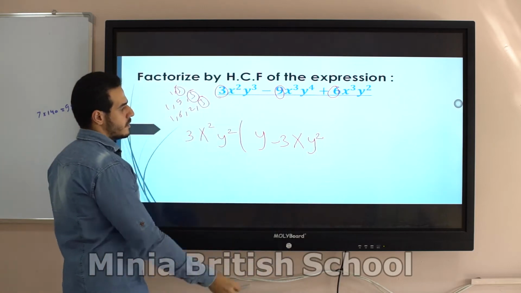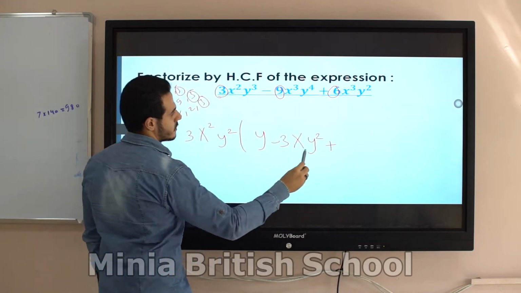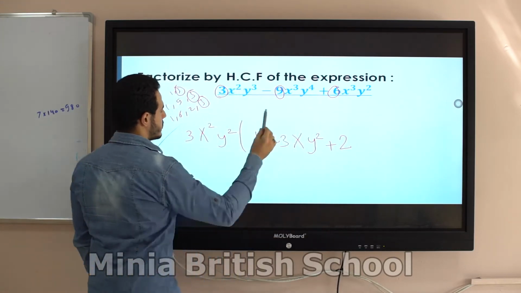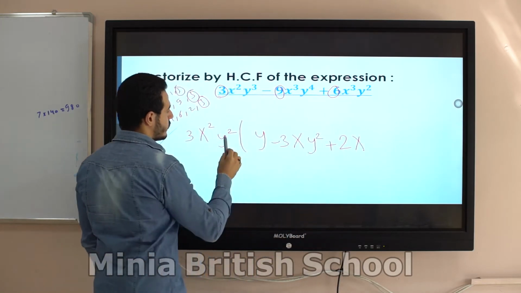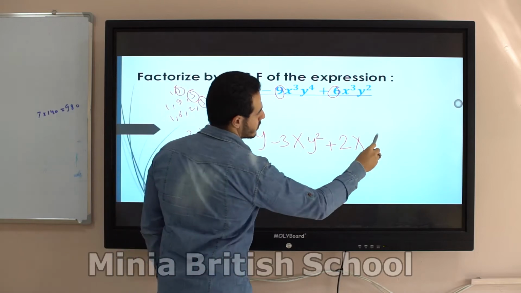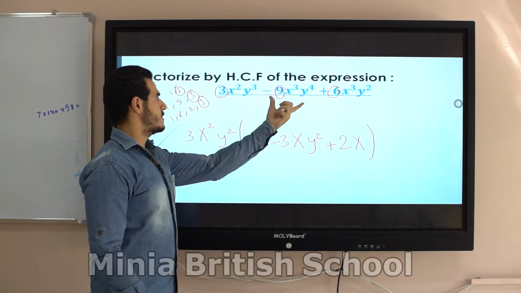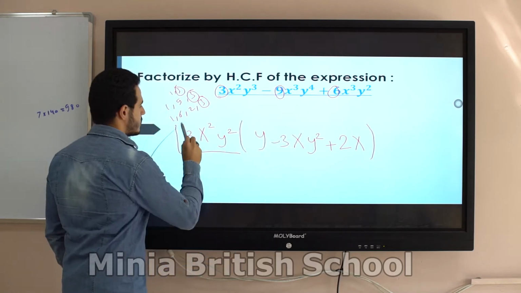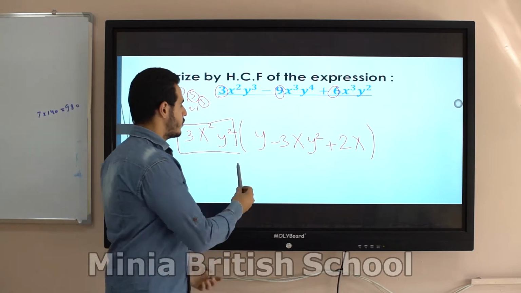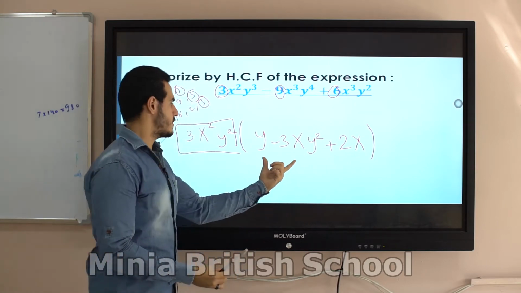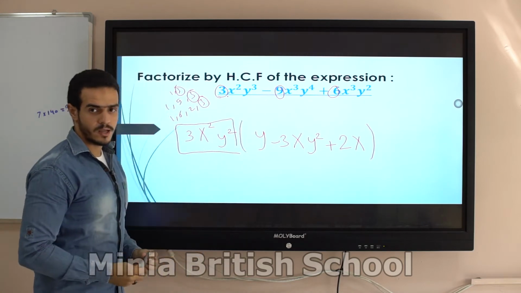Okay? Look to the third term. 6 divided by 3 equals 2. X power 3 divided by x power 2 equals x. Y power 2 divided by y power 2 equals 1. Okay? So, the highest common factor of these terms is 3x power 2 y power 2. And to find the other factor, I will divide each term by the highest common factor. Okay?